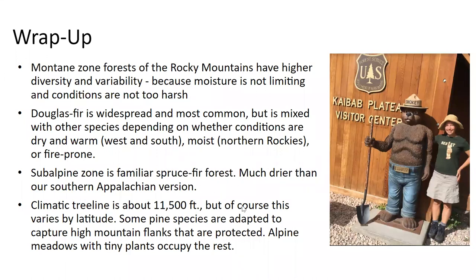The subalpine zone, which is just above the montane zone, is a familiar type. It's spruce fir forest, definitely a lot drier than our Southern Appalachian version. And then we see climatic tree line at about 11,500 feet. This, of course, varies by latitude, so the farther north you go, the lower climatic tree line occurs. And some pines that we know are especially adapted to capture the high mountain flanks that are protected from the weather. And then the very highest elevations still have these really lovely alpine meadows that have teeny tiny plants to occupy and cover that ground.